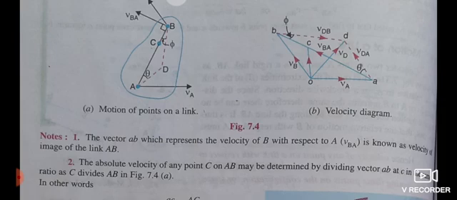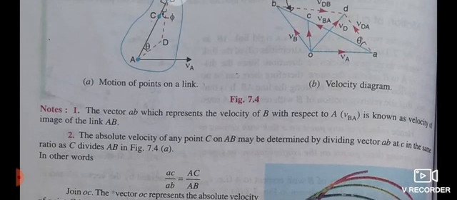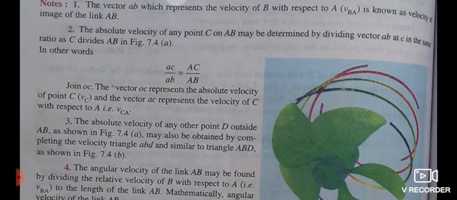at C in the same ratio as C divides AB in figure A. This C is nearer to point B, so here we have also taken the point C nearer to B. From the measurement, we have located this point C in the B diagram. In other words, AC by AB equals AC by AB in both diagrams.